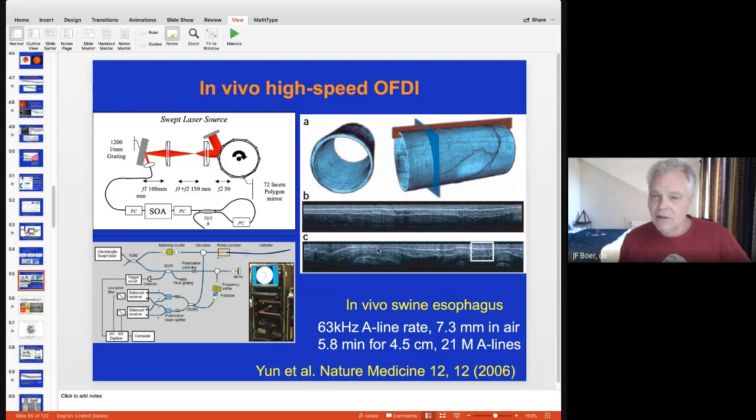So this is a healthy swine, but what you can see in these images is the layered structure that you expect for a healthy esophagus, and what you see in an esophagus that develops tumors is that this nicely layered structure becomes more granular and pitted, showing it is basically a destruction of the normal lining of the esophagus.